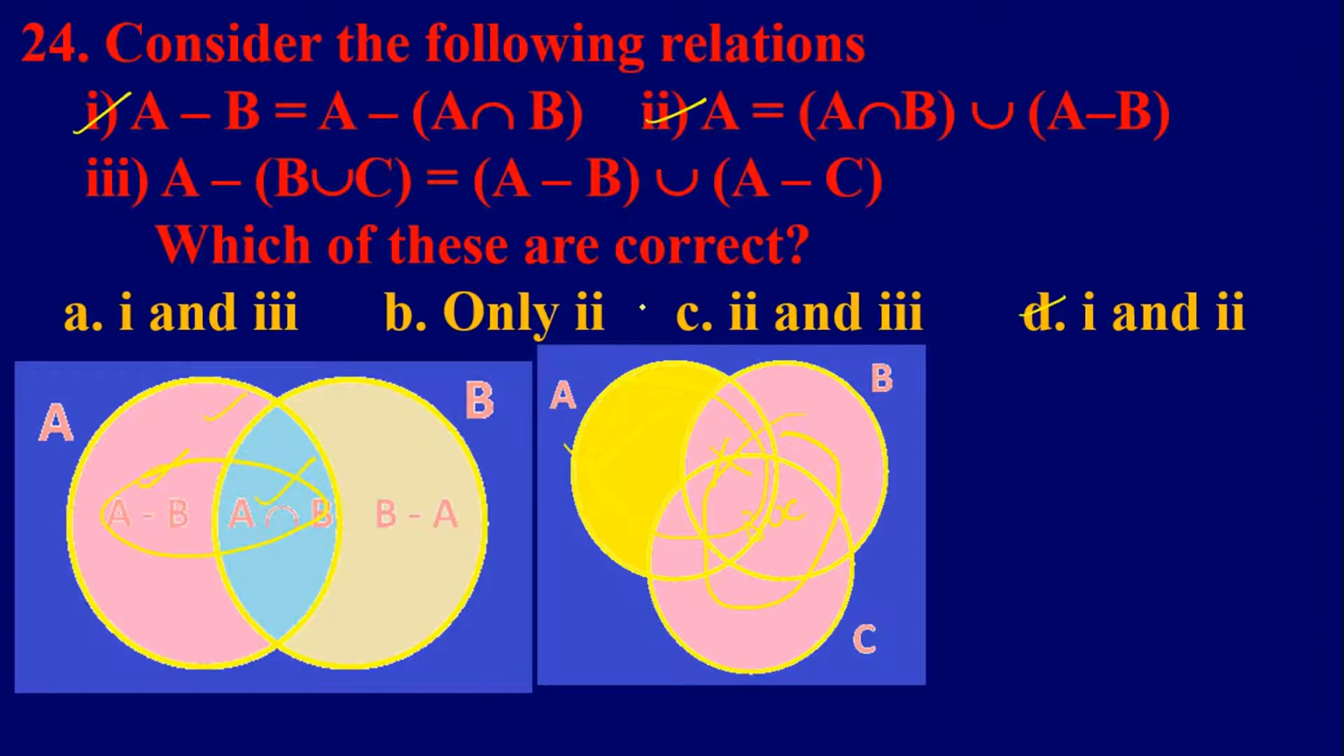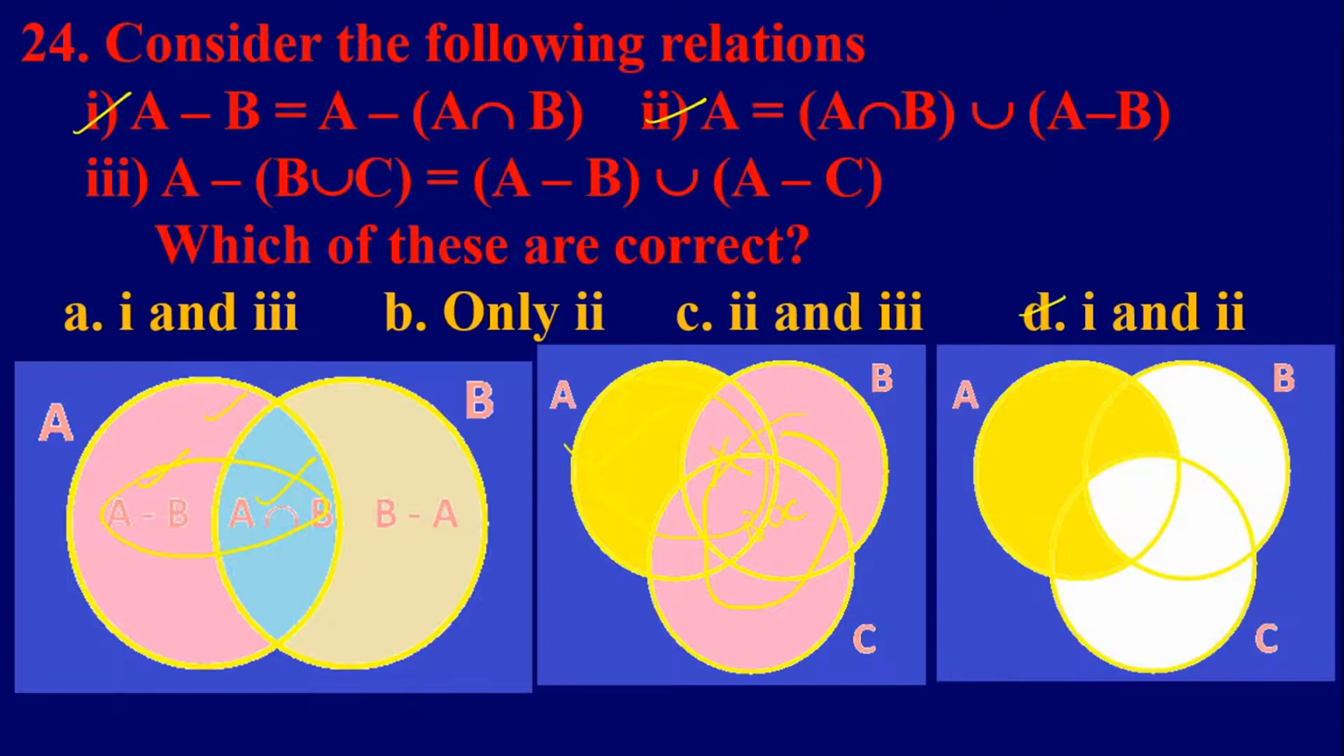Now we consider A minus B union A minus C. First A minus B: from set A, we subtract set B, so we get this part. Then we calculate A minus C: from set A, we subtract set C, so we get this part. Therefore, when we combine these, we get this yellow part, which is not the same as the earlier part. Therefore, A minus B union C is not equal to A minus B union A minus C.